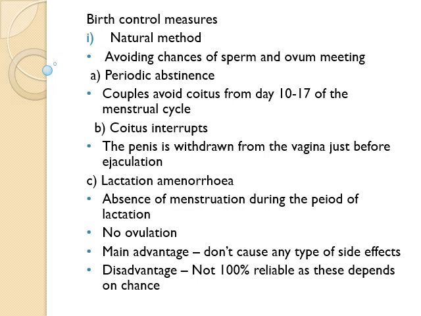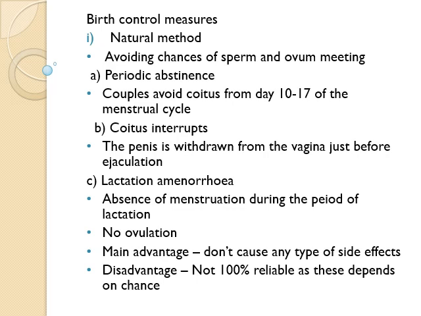This method helps to avoid chances of ovum and sperm meeting. It includes periodic abstinence, withdrawal or coitus interruptus, and lactational amenorrhea. Let's see one by one. First is periodic abstinence. In this, the couples avoid coitus from day 10 to 17 of the menstrual cycle. In this time only, ovulation could be expected as chances of fertilization are very high. So only this period is called the fertile period.